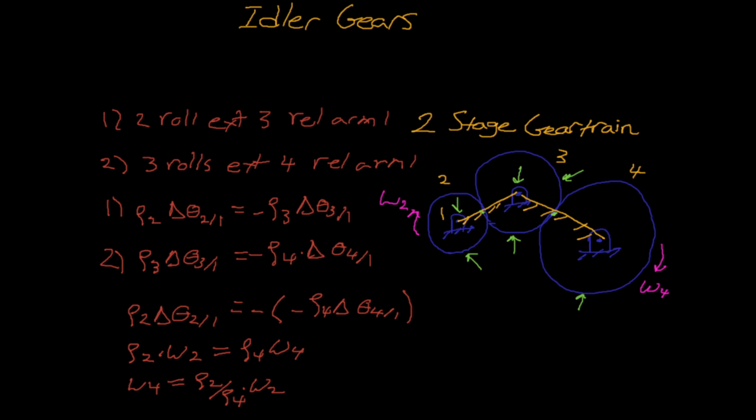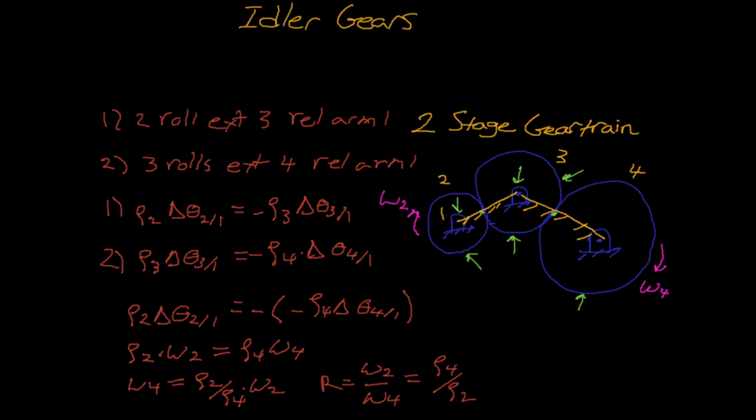Or we could write the gear ratio, which is the input speed omega 2 over the output speed omega 4, which is rho 4 over rho 2. You'll notice gear 3 does not affect the output speed of gear 4. Only the input gear, gear 2, and the output gear, gear 4, affect the value of the gear ratio. However, you'll notice the gear ratio is positive. If gear 3 were not in the gear system, the ratio would be negative, and the output gear 4 would be spinning the opposite direction of gear 2.